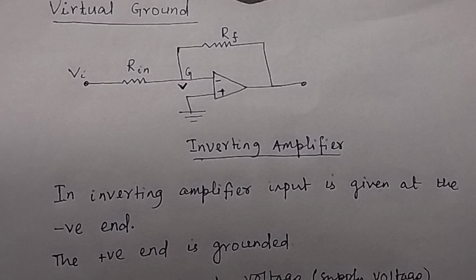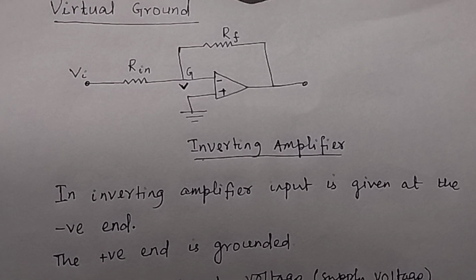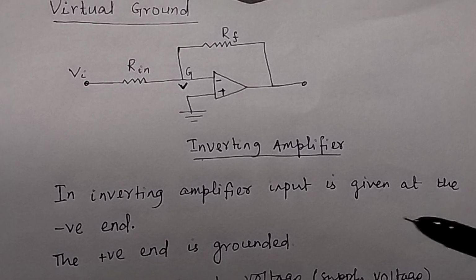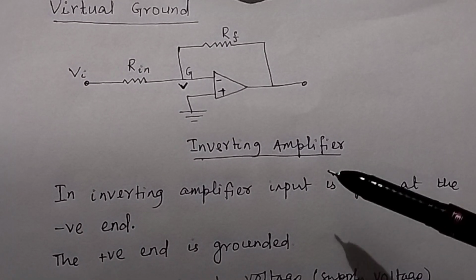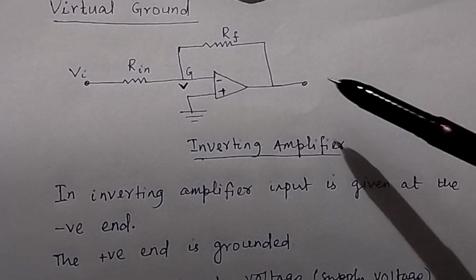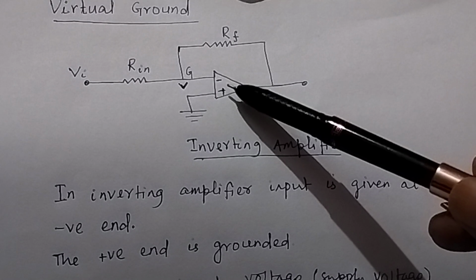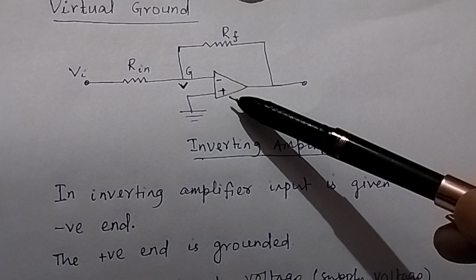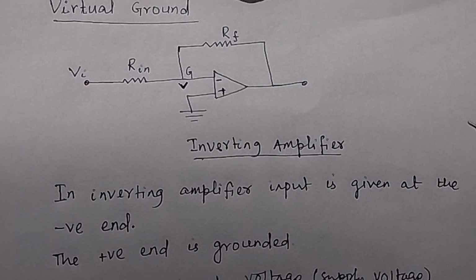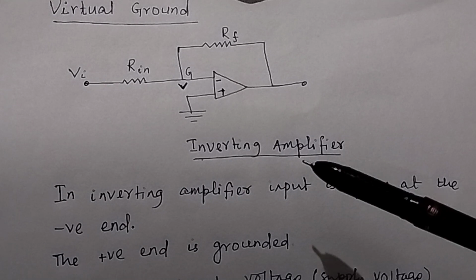In the previous video I told you about inverting amplifier and non-inverting amplifier. That is, in operational amplifier you have inverting amplifier and non-inverting amplifier. Inverting means the signal is connected to the negative end, and non-inverting means the signal is connected to the positive end of the operational amplifier. Now we'll discuss the inverting amplifier.